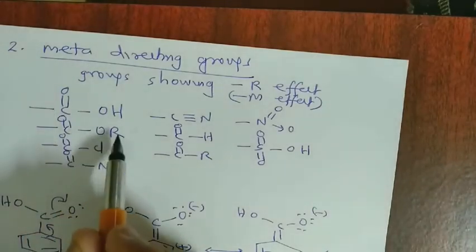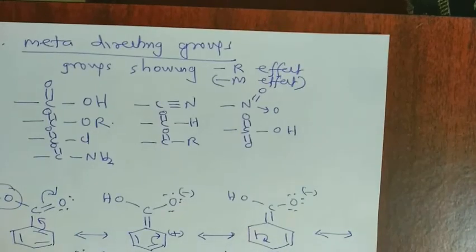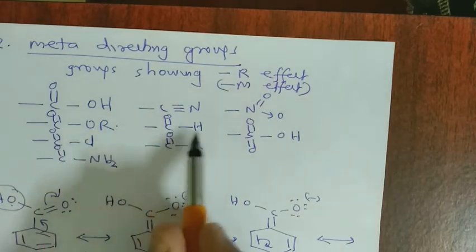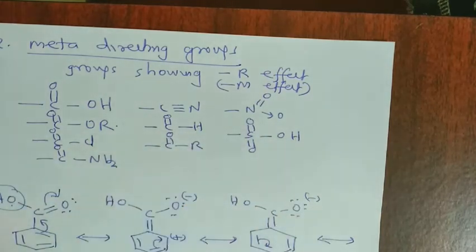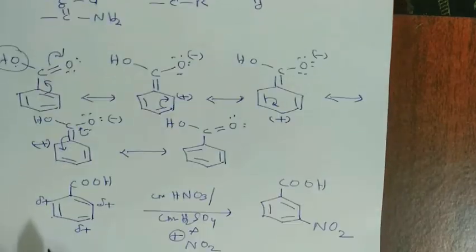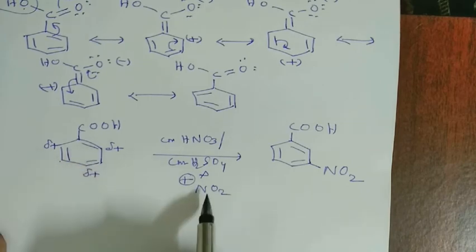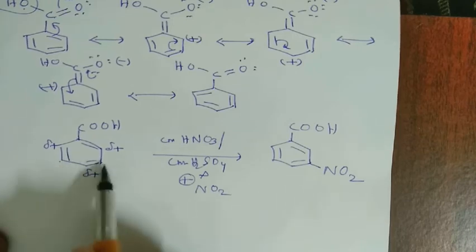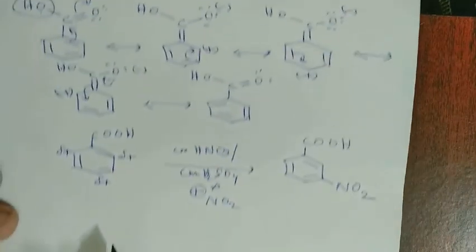If it is COOR, this OH will be an OR group. The rest of the resonating structures are exactly the same. If it is COCl, this OH will be replaced by chlorine. If it is an aldehyde, this OH will be replaced by H. So when these functional groups are bonded to the benzene ring, electron density decreases at the ortho and para carbon atoms. Hence the electrophile is forced to approach one of the meta carbon atoms. Hence these groups are called meta-directing groups.